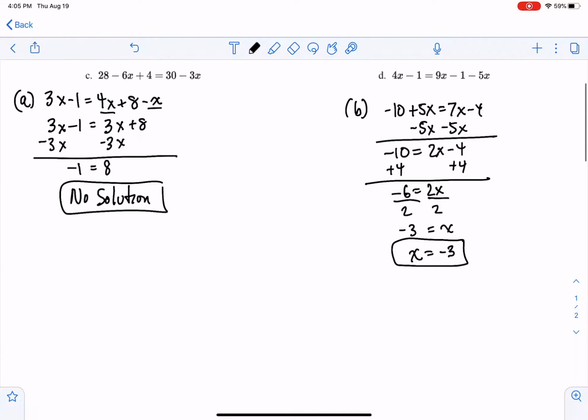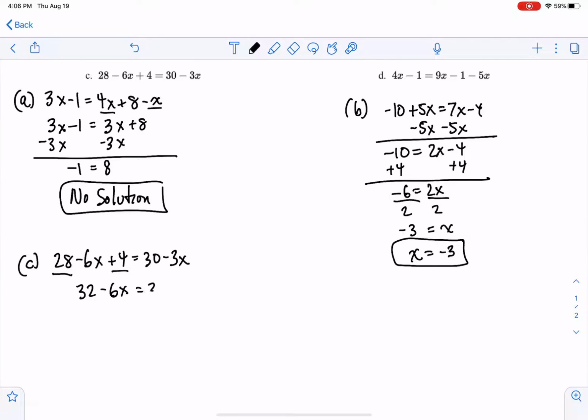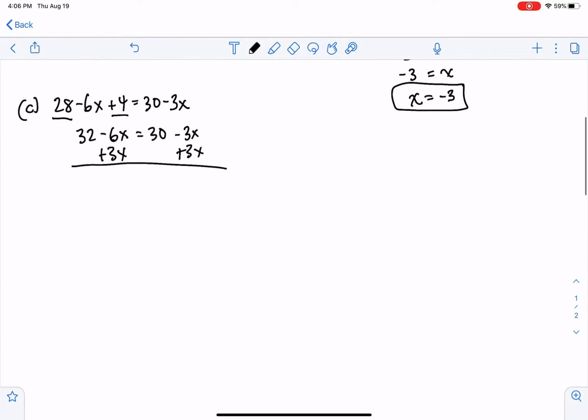Okay, let's do C, right? For equation C, we have 28 minus 6x plus 4 equals 30 minus 3x. So again, we're going to combine our like terms. So 28 and 4 is 32 minus 6x equals 30 minus 3x. Okay? Let's add 3x to both sides. And we get, I'm going to scroll up, we get 32 minus 3x, right? Negative 6x, positive 3x is negative 3x equals 30.